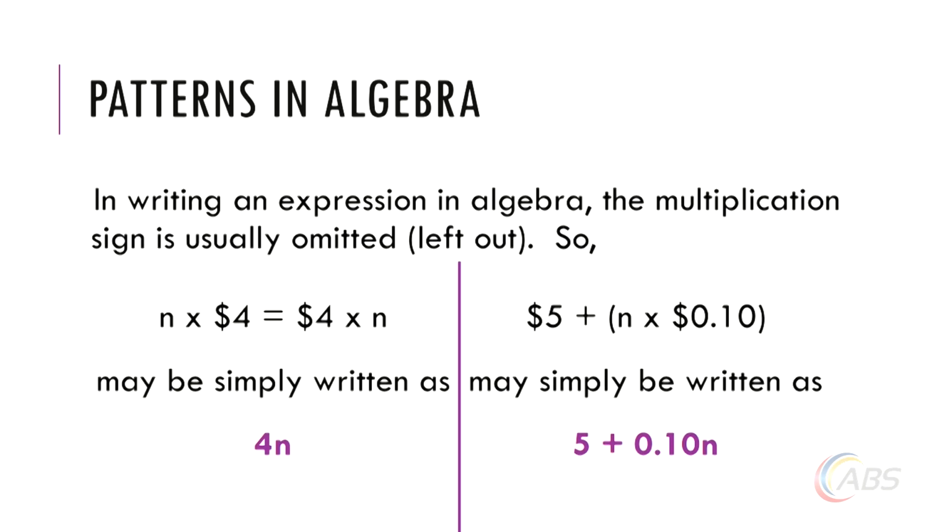The one about the cell phone talked about the $5 service charge plus 10 cents per minute, where we had $5 plus n times 10 cents, and simply we could just write that as 5 plus 0.10n.